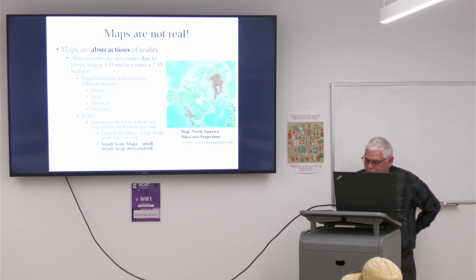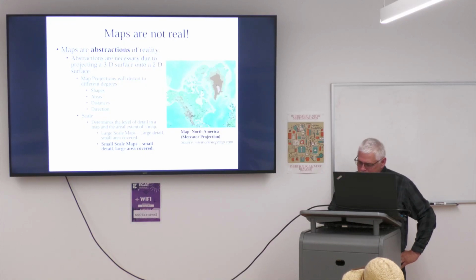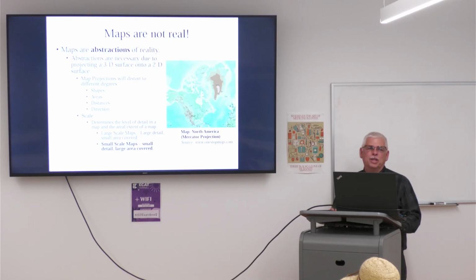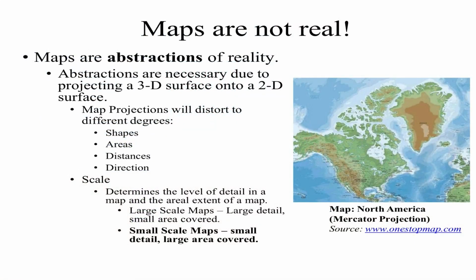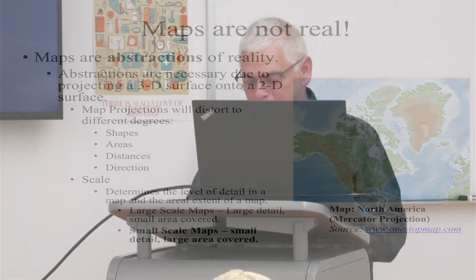Maps are not real. Actually, I'm just saying this to be provocative, but the reason I'm saying this is that the physical maps as objects are real, but the maps themselves are abstractions of reality. You can almost say that they're models. They represent the Earth. Abstractions are necessary due to projecting a three-dimensional surface, i.e. a globe, onto a two-dimensional surface, i.e. a sheet of paper. So map projections will introduce distortions to maps in regard to shapes, areas, distance, and direction.